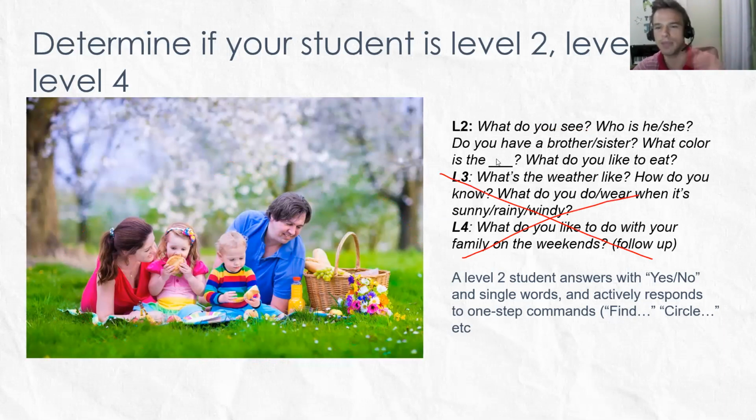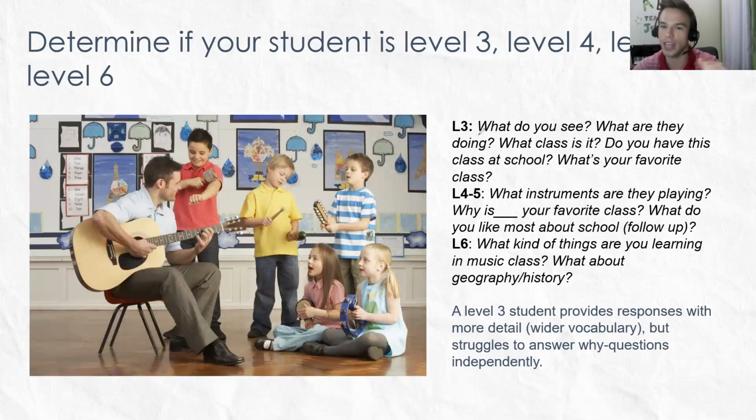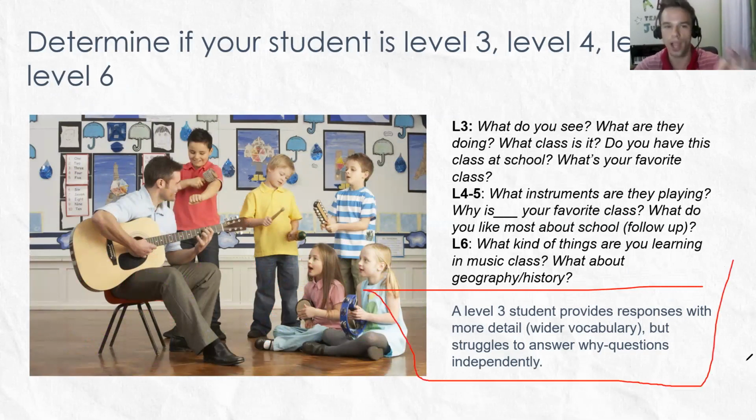In general, you're just going to keep moving. So this is the first slide. We can get some questions, and then you're going to move to the next slide. This is where you'll find the level 3 questions in the actual lesson. Again, we can ask her what she sees. Here's the key, and you'll see this written on the slides. They're able to provide responses, but they struggle to answer why questions. This is where you want to test them to see if they're able to go to level 4.